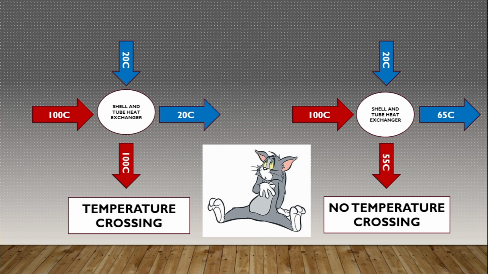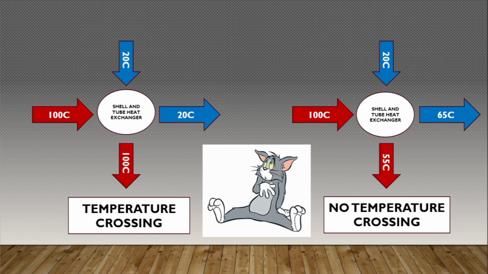What exactly does the temperature crossing and no temperature crossing look like? On the left-hand side of our screen, we have the temperature crossing scenario, and on the right-hand side, we have no temperature crossing scenario. Let's look at the left-hand side, the temperature crossing scenario. As we can see, we have a hot inlet temperature of 100 Celsius, and it comes out of the heat exchanger at a cold temperature of 20 Celsius.